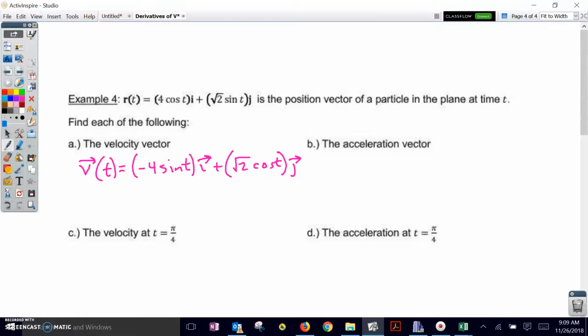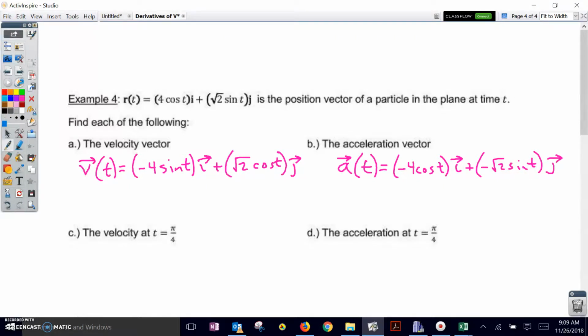My acceleration vector is the derivative of the velocity vector, so I'll take the derivatives of those components again. It's going to be negative 4 cosine of t i plus negative square root of 2 sine of t j.